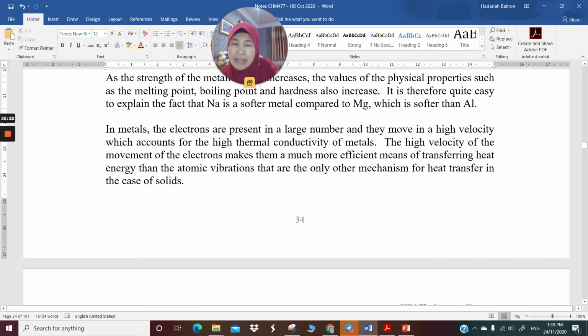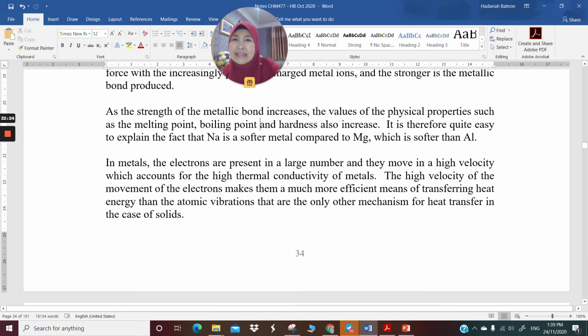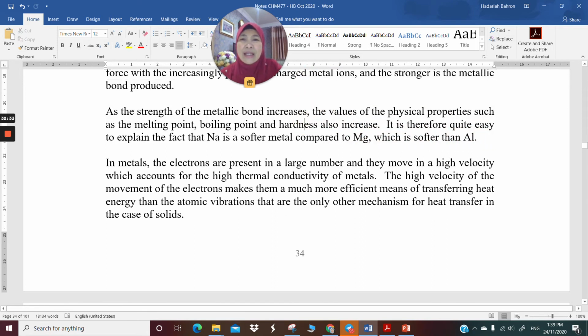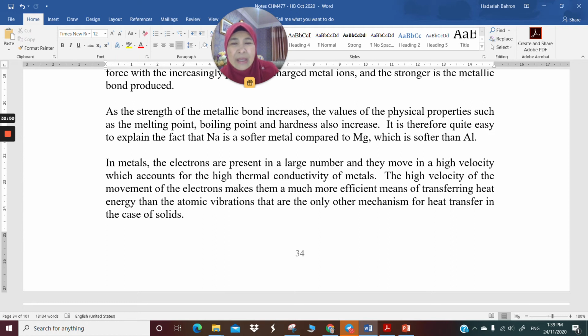So, in metals, now this is the electron sea model. Sometimes electron sea models can be used very effectively to describe the hardness, the softness, and everything of the metal, but it cannot explain effectively a few other things. Now, let's then move on to the second model.